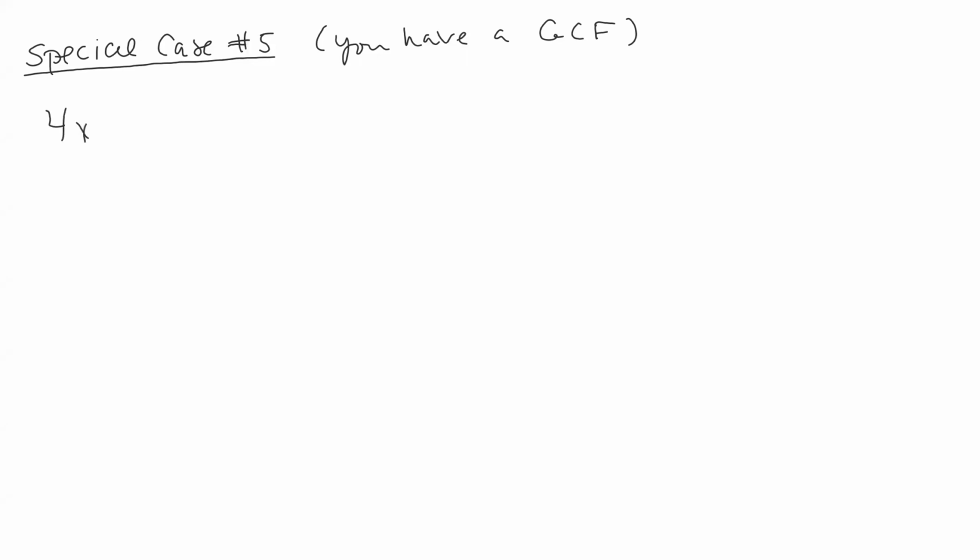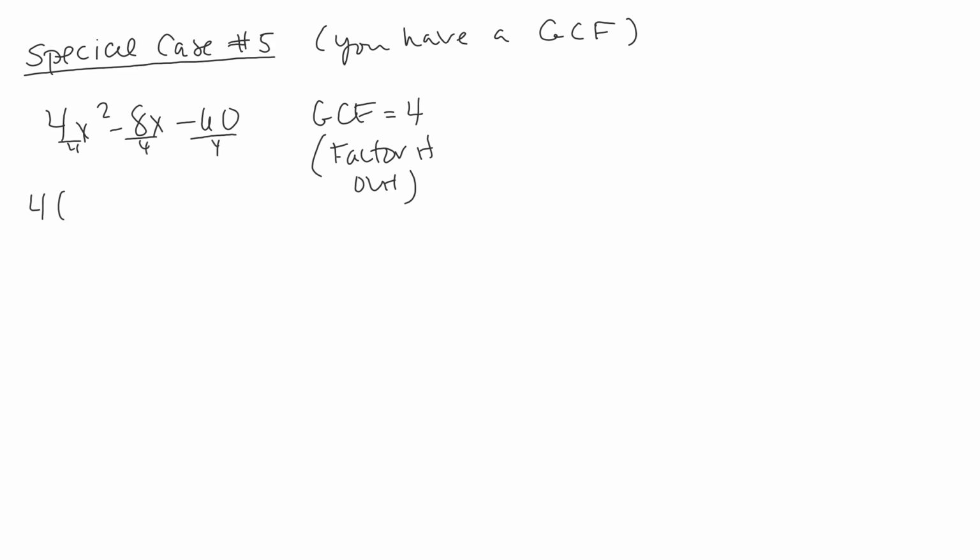So let's say we have 4x squared minus 8x minus 60. Well, we have a GCF of 4. 4 goes into 8, 4 goes into 60. Factor it out. So I get 4 times, well, when I divide these terms by the GCF, 4x squared divided by 4 is just x squared. Negative 8x divided by 4 is negative 2x. And negative 60 divided by 4 is negative 15.